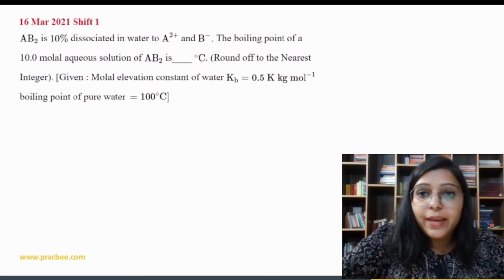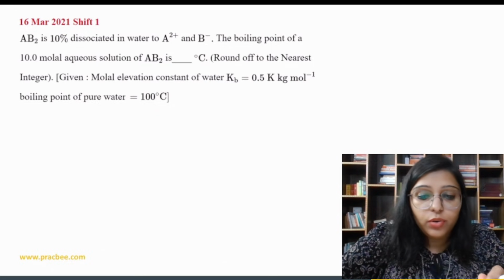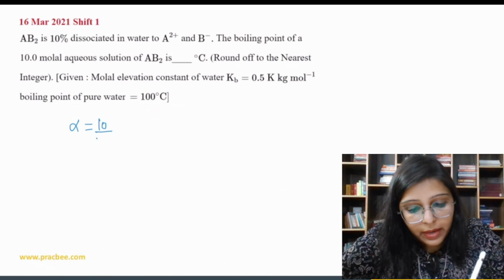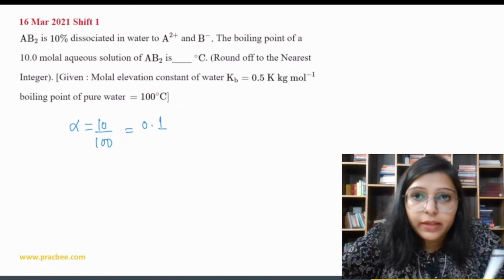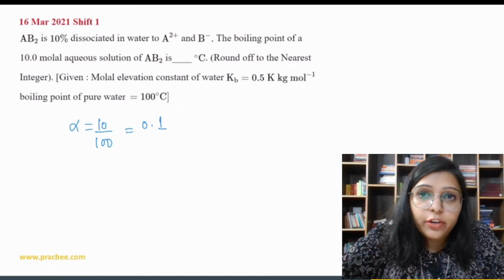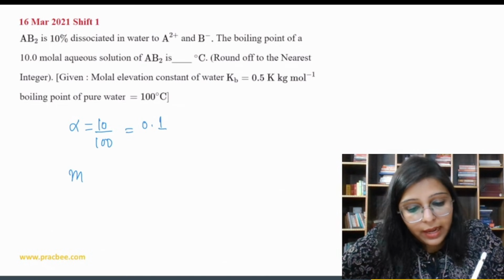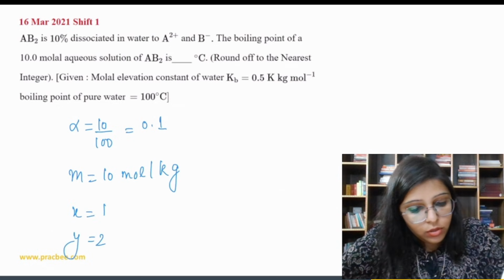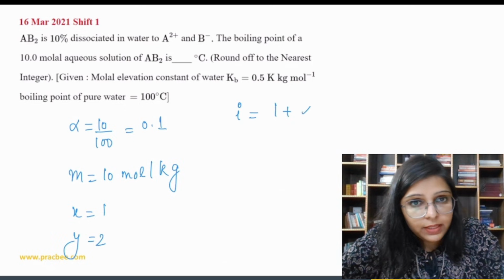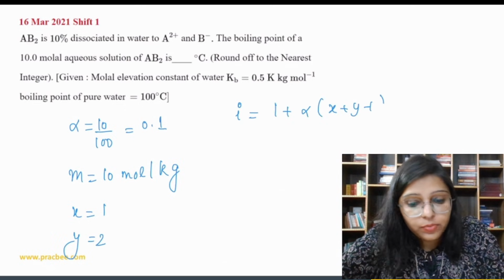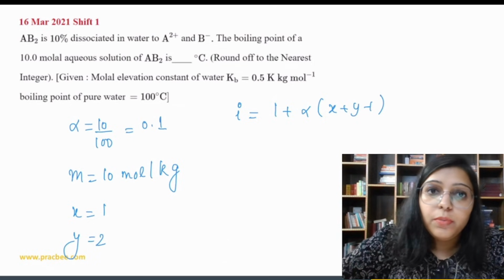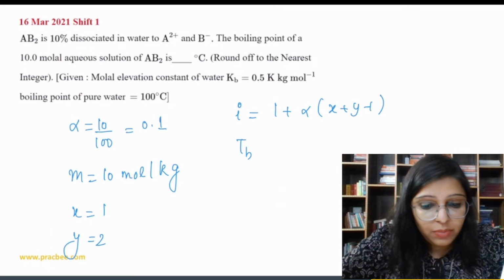The next question says AB2 is 10% dissociated in water. 10% dissociated means alpha is 10 by 100, which is equal to 0.1. The boiling point of a 10 molar solution, the molality is 10 molar, right? X value is 1, Y value is 2. So you can find i as 1 plus alpha times (x plus y minus 1). Okay beta? And then what you need to do? You have to find out the boiling point. You have to find out TB.